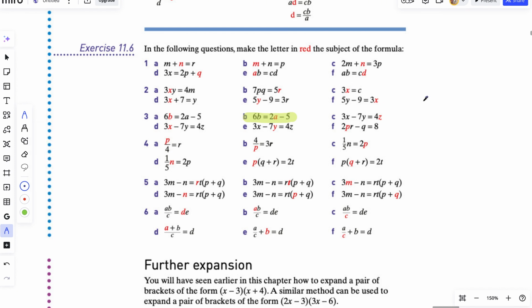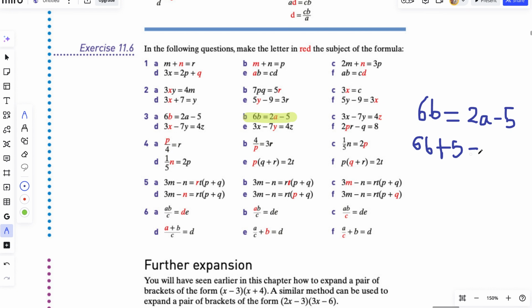So you have 6b is equal to 2a minus 5, and we want to make A the subject. The first thing we do is to move 5 to go and join 6b, so that we've reduced the problem. Minus 5, when it crosses to the other side, is no longer going to be minus 5. It will become positive 5. So it becomes 6b plus 5 is equal to 2a.